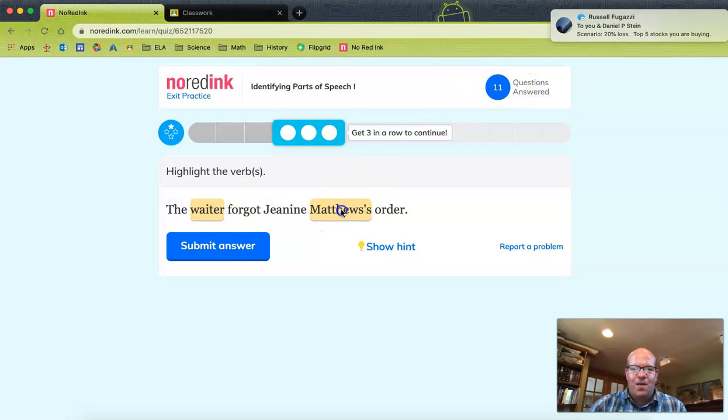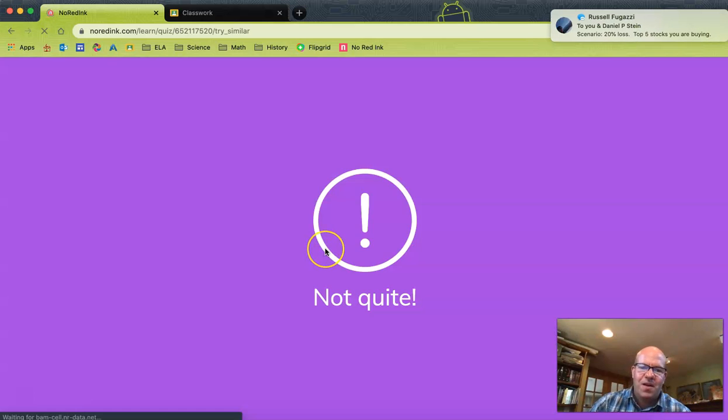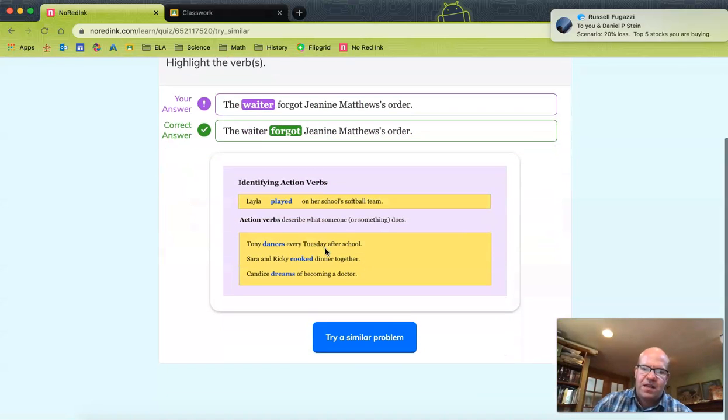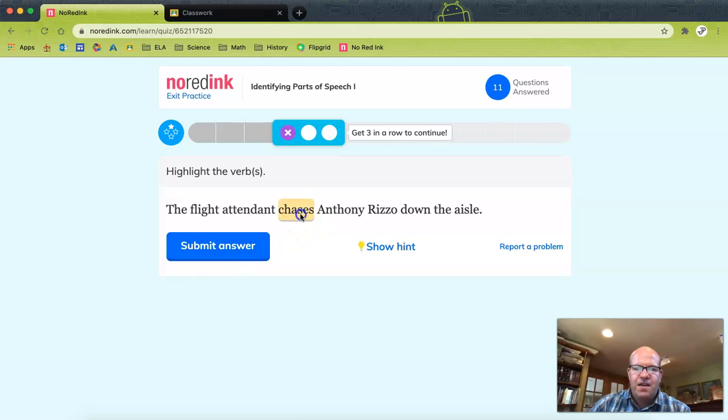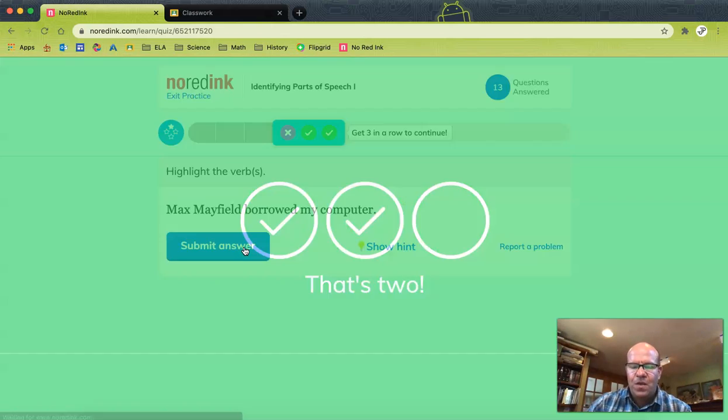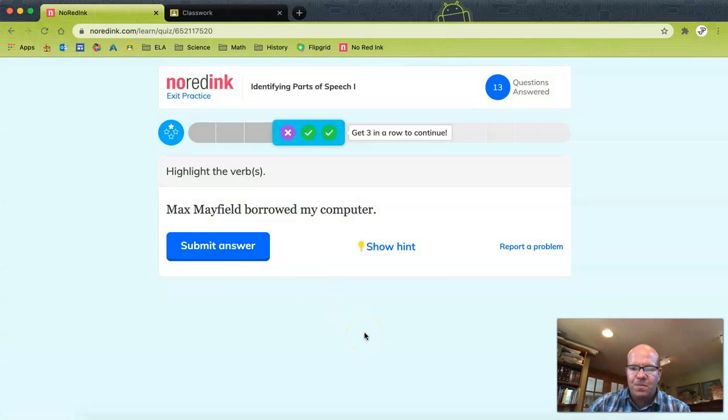That's awesome. Okay, the waiter forgot. Oh, whoops, waiter's the subject. Oh, got that one wrong. Let's try it again. Okay, the flight attendant chases Anthony Rizzo of the Chicago Cubs down the aisle. That's one. Okay, cherry blossoms meals usually cost a lot of money. That's 2. And then away I go. Okay, so here's No Red Ink.